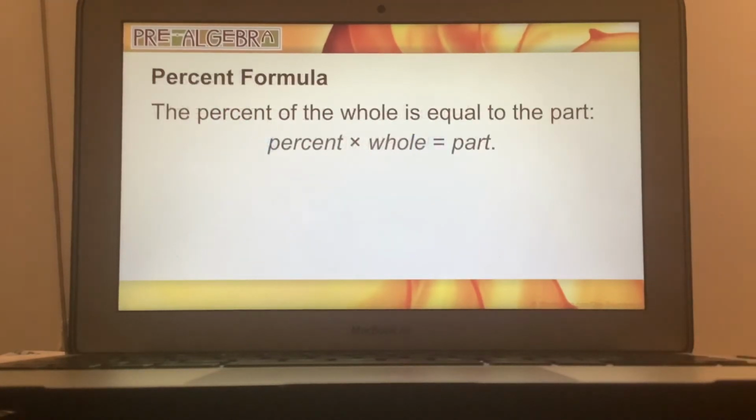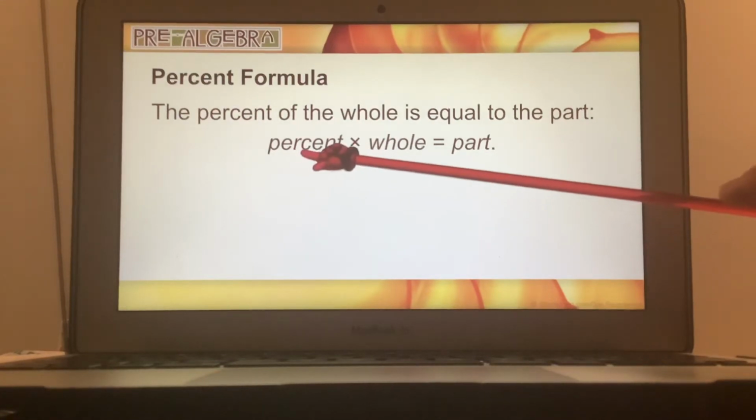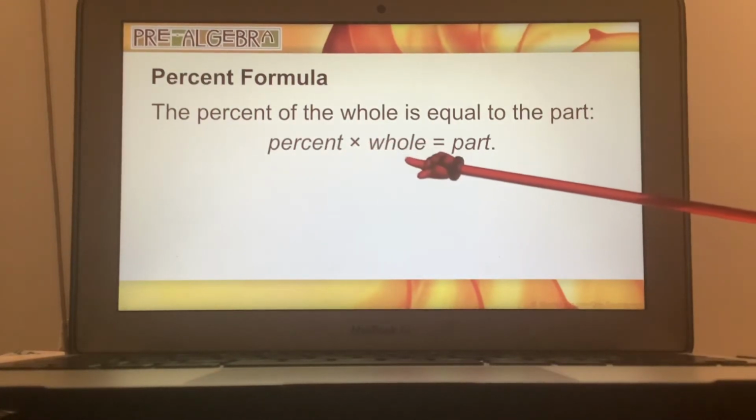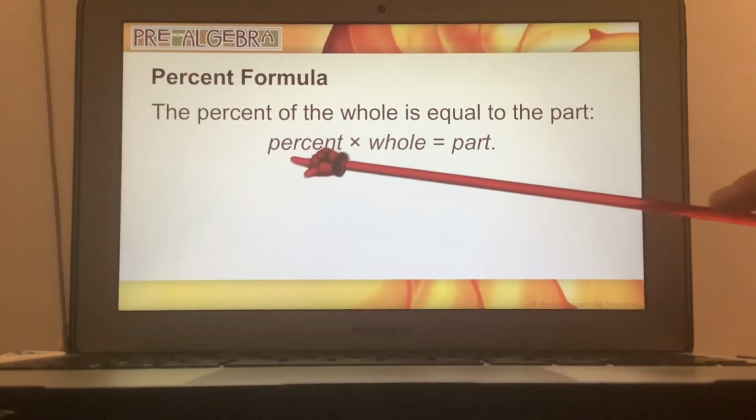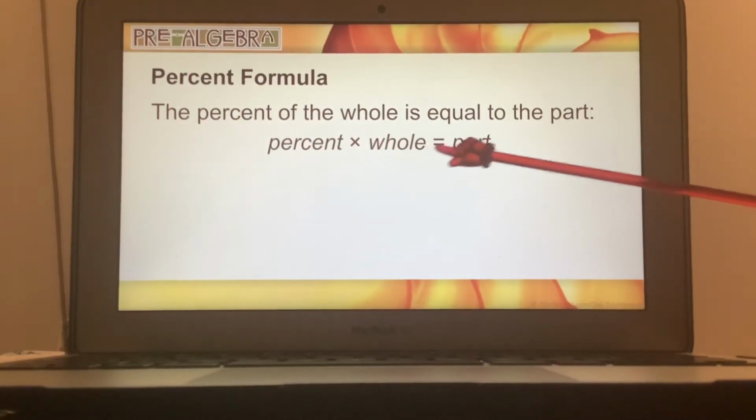For today's lesson, we're going to talk about solving percent equations and the percent formula. If you have this memorized, you'll be good to go with your problems. The percent of the whole is equal to the part. The percent times the whole. So remember, of means times, right? Percent times the whole is equal to the part.